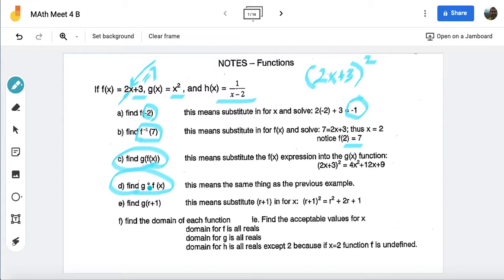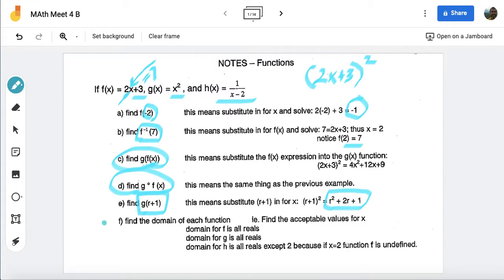So if they write it with a circle in between the two, that means the same thing as the double parentheses. Find g of r plus 1. Well, that means to put r plus 1 in place of x. So that's just going to be r plus 1 squared. That one doesn't seem to be too tough. I guess I just wanted to tell you, you can have a variable expression inside the parentheses. It doesn't always have to be numbers.